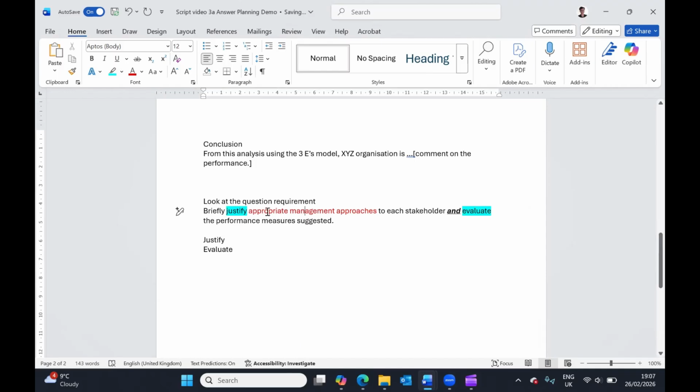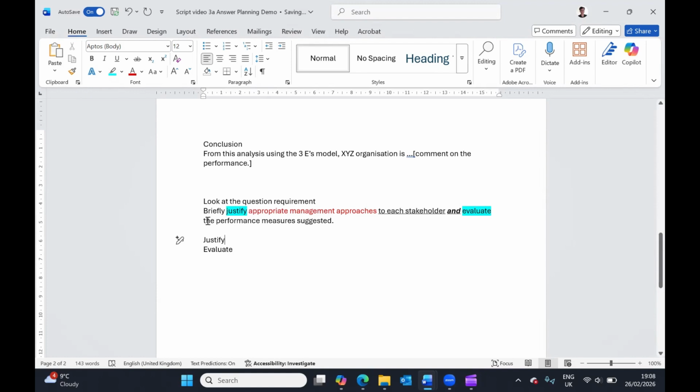What am I justifying? Appropriate management approaches. But as I continue my analysis, I see here that it's not just management approaches, but it's giving me more information to each stakeholder. So when I'm crafting my outline, I have to make sure that I am addressing the stakeholders. So that's part A of the question requirements. And then part B is evaluate.